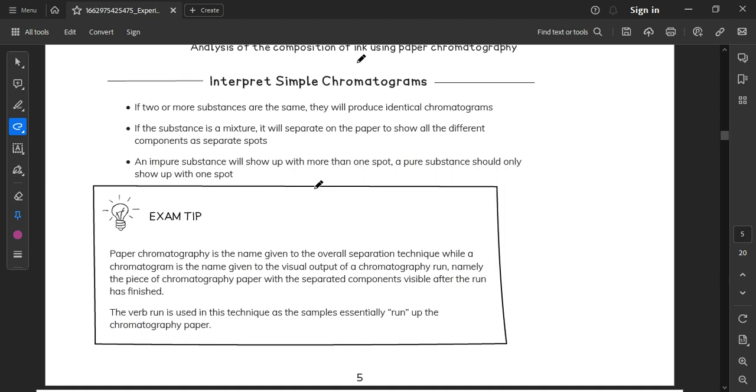Interpreting simple chromatograms: if two or more substances are the same, they'll produce identical chromatograms. If the substance is a mixture, it will separate on the paper to show the different components as separate spots. An impure substance will show up as more than one spot. A pure substance should only show up with one spot.